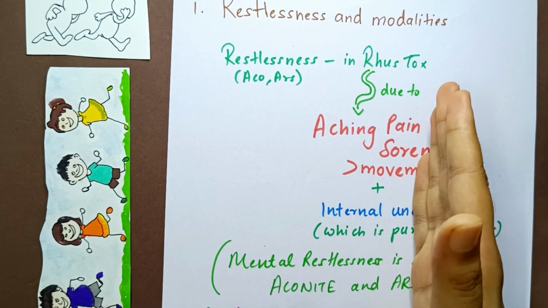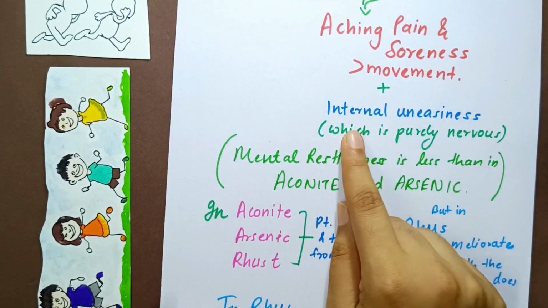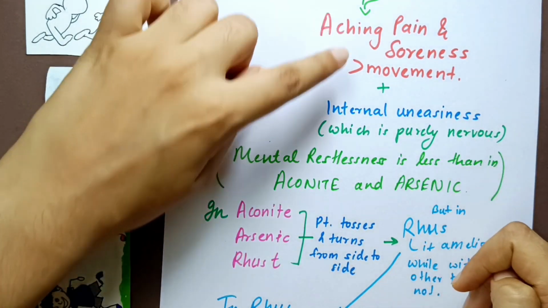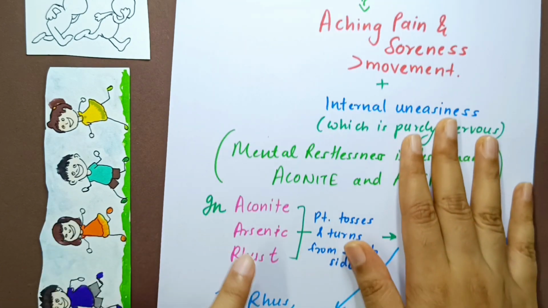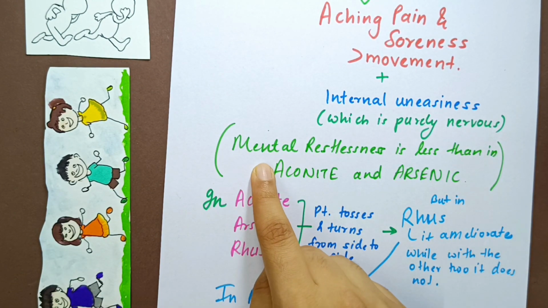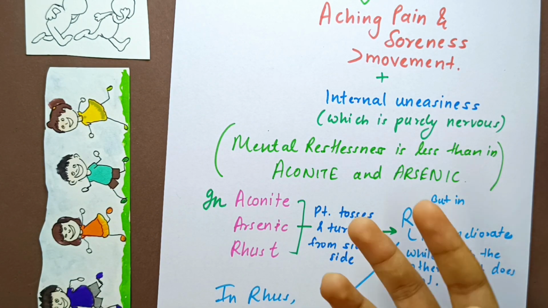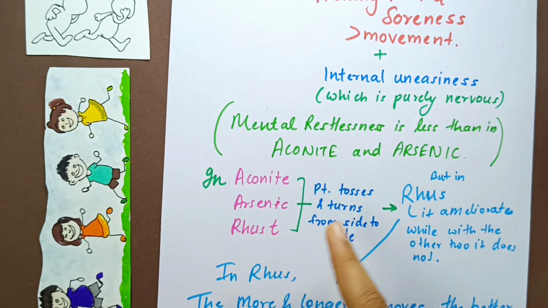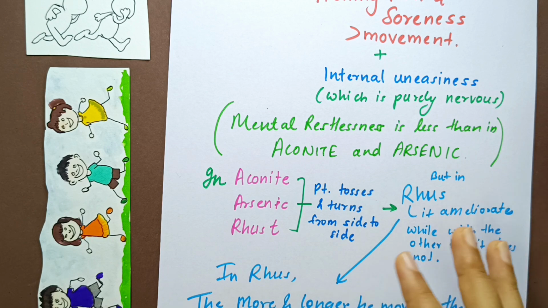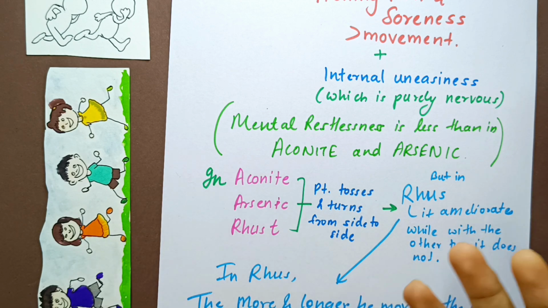As in Rhus Tox, it is due to the aching pain and soreness along with the internal uneasiness, and both of these together give rise to the restlessness, and it is ameliorated by movement. Plus mental restlessness in these patients is not as much as you see in aconite and arsenic. In all these three remedies, the patient will be restless, and that will be presented to you as the patient turns and tosses from side to side.